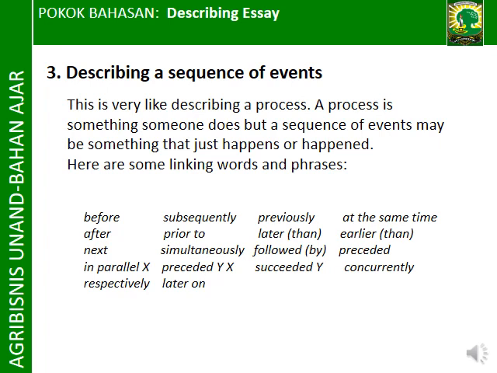Thirdly, describing a sequence of events, an order. This is very like describing a process. A process is something someone does, but a sequence of events may be something that just happens or happened. There was heavy rain, and then there was a flash flood, and then the houses were destroyed. That would be an example.